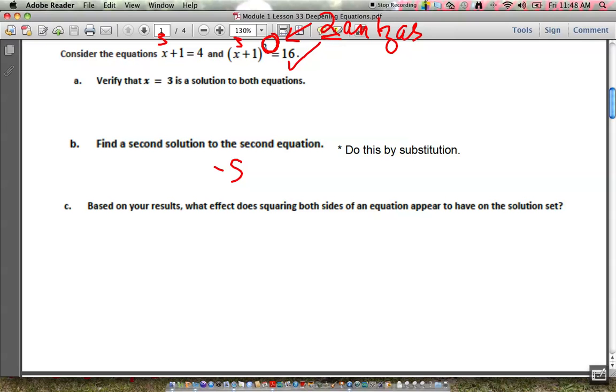Based on your result, what effect does squaring both sides of the equation appear to have on the solution set? When you square both sides, you don't only have 1 answer anymore. What can you have? 2. Now, it's not guaranteed that you'll have 2. Let's be clear about that. But you can get more answers when you square both sides. And that would be the point behind the question.